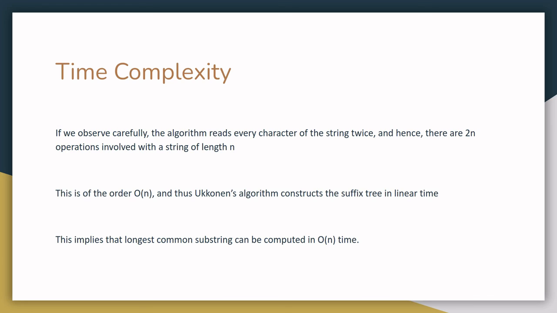linear time. So if you observe carefully, Ukkonen's algorithm reads every character of the string twice. So therefore there are 2n operations involved for a string with length n. Therefore the algorithm is of order O of n, and thus we can firmly say that Ukkonen's algorithm constructs the suffix tree in linear time. And we know that if a suffix tree can be constructed in linear time, longest common substring can also be calculated in linear time. Therefore this implies that the longest common substring problem can be solved in O of n time. Thank you.